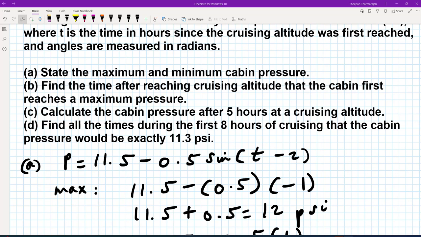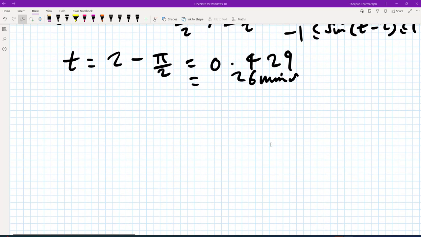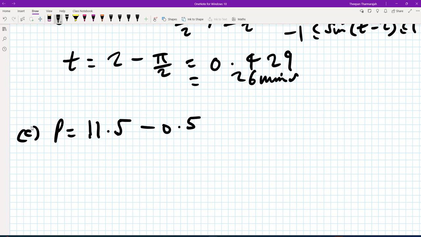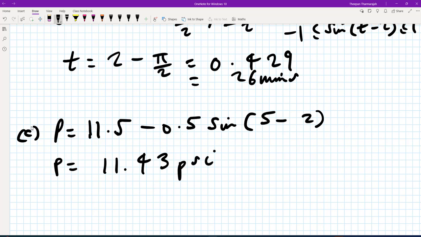Then part C says calculate the cabin pressure after 5 hours at a cruising altitude. So we do part C here. P equals 11.5 minus 0.5 sine. Now instead of t, we've only got 5 hours, so it's 5 minus 2. If we do that on our calculator, that's just going to give me 11.43 psi.